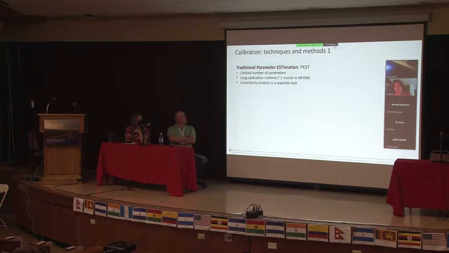So that basically adds up to long calibration runtimes. That North Cloud optimization model had calibration runtimes of up to a month. It's typical with traditional PEST calibrations to have calibration runtimes of 2 weeks, 3 weeks, and that can really limit the number of calibration runs that you have. Uncertainty analysis also is a separate task for traditional PEST. The latest thing that we're using is what's called PEST++ IES. It's an iterative ensemble smoother. What's cool about that is that it has an unlimited number of parameters and much shorter calibration runtimes.